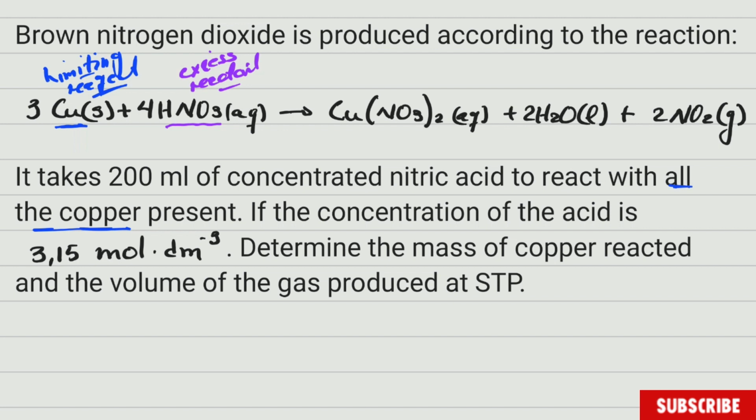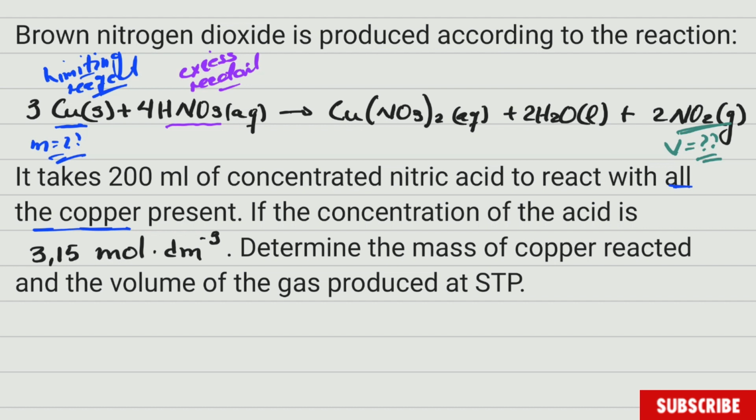Right? If the concentration of the acid is 3,13 mole per cubic decimeter, determine the mass of copper reacted. So in the first question they want to know how much of this one was used, which is obvious, everything, and then they want to know the volume of the gas produced at STP. If you go to the equation, the only gas you have is nitrogen dioxide, and they want to know the volume of the nitrogen dioxide at STP. So the question is quite simple. It's the same thing we have been doing up until now, okay?